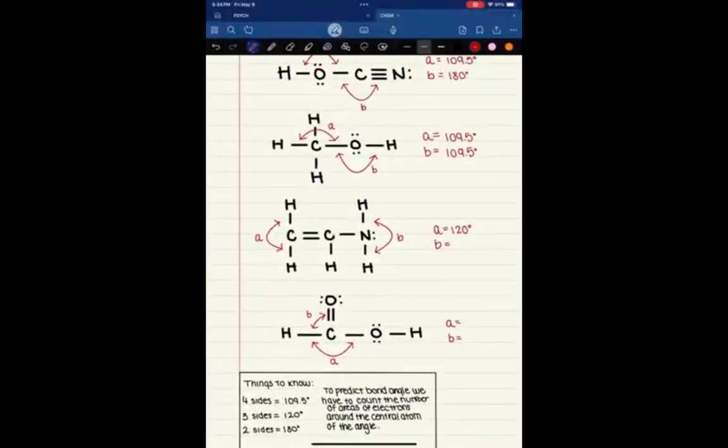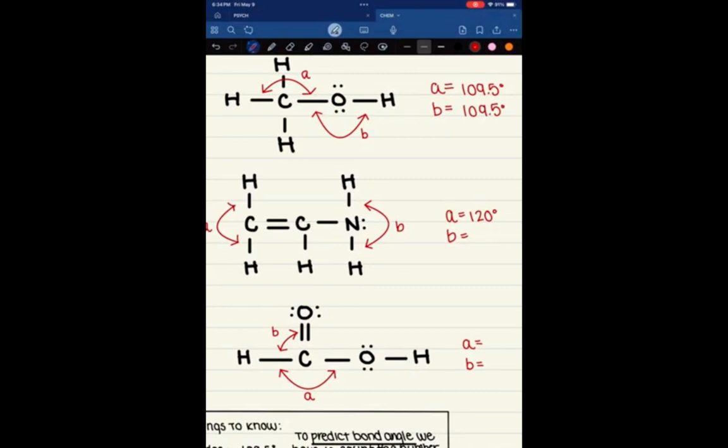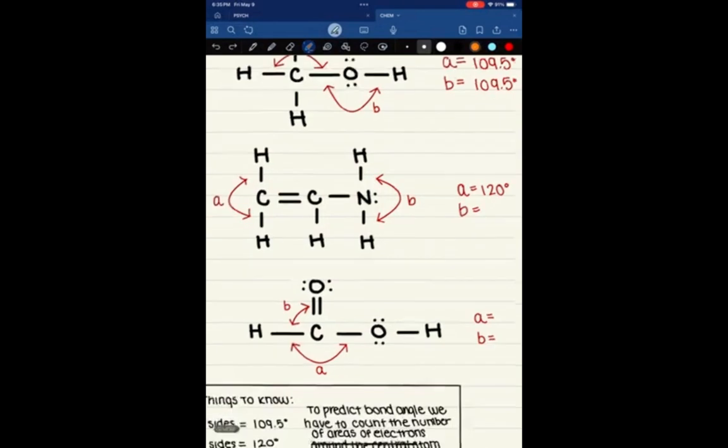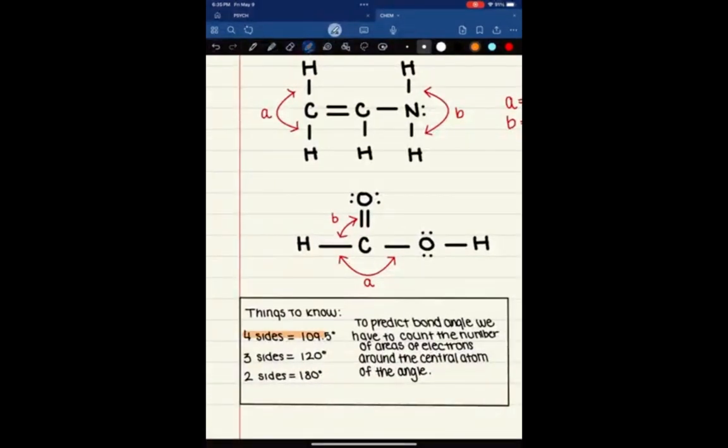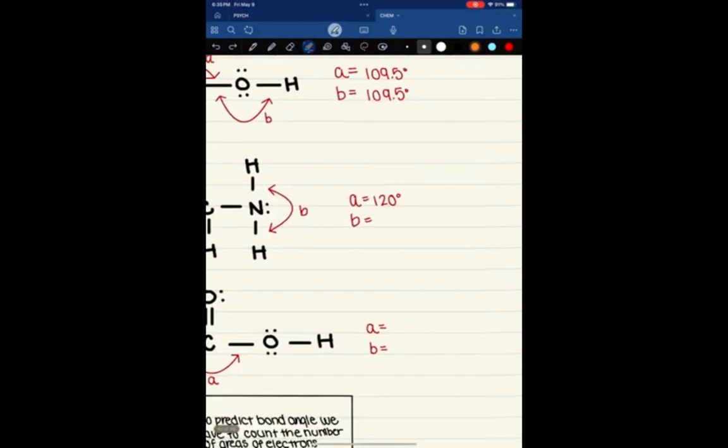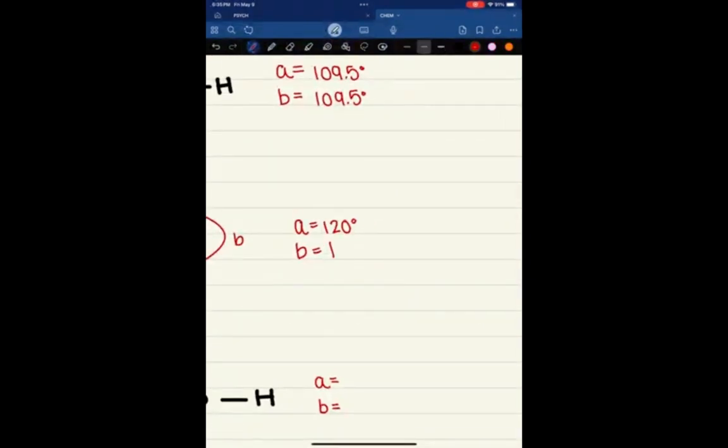Now let's take a look at angle B. We're going to have hydrogen, nitrogen, hydrogen again. And nitrogen is our central atom. And this is easy because we've had 4 sides multiple times. So let's remember, for 4 sides, that's always going to be 109.5 degrees. So for angle B, that's going to be 109.5 degrees.